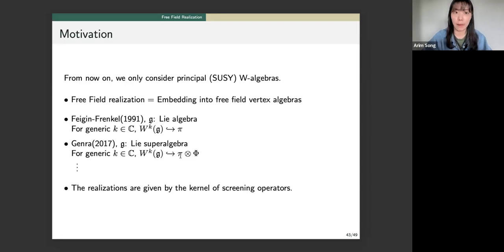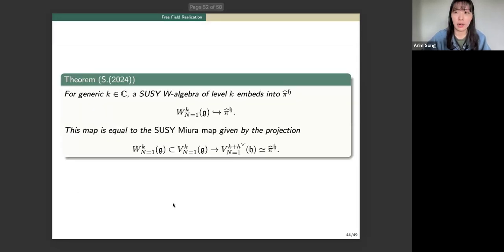So I wanted to generalize this theory to supersymmetric W-algebras. But in this case, I embedded into a supersymmetric Heisenberg vertex algebra. I could show that for a generic level, a supersymmetric W-algebra of level k embeds into a supersymmetric Heisenberg vertex algebra associated with the Cartan subalgebra h of g. In fact, this map was equal to the supersymmetric Miura map, which is given by the projection as in the non-supersymmetric theory. Recall that the supersymmetric W-algebras could be embedded into supersymmetric affine, and we can simply project this element into the Cartan part. Then it gives us a supersymmetric Miura map, and this was identical to the map that I found.